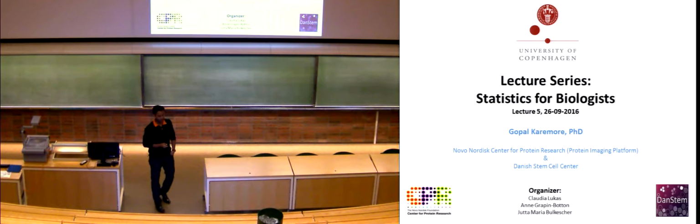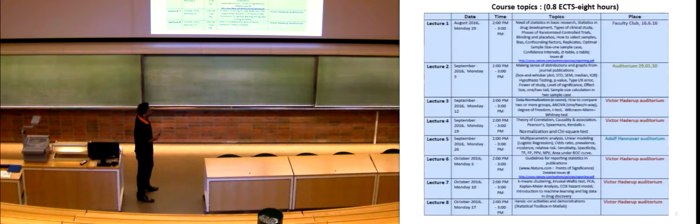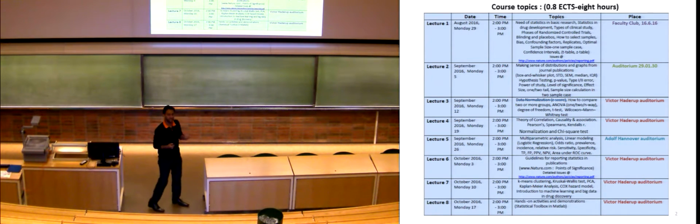Okay, so welcome to lecture 5 of this lecture series. Last time we saw the theory of colocalization, correlation, causality, association, and then we saw different correlation coefficients, followed by normalization techniques and the chi-square test.